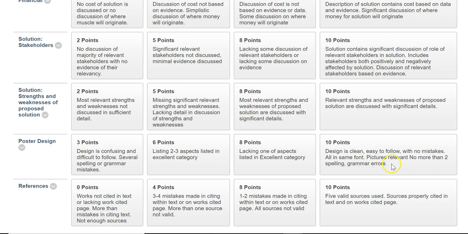Your poster design will get you some points. It has to be clean, easy to follow. I can find the different sections in the same font. You can use pictures. You're more than welcome to use pictures.